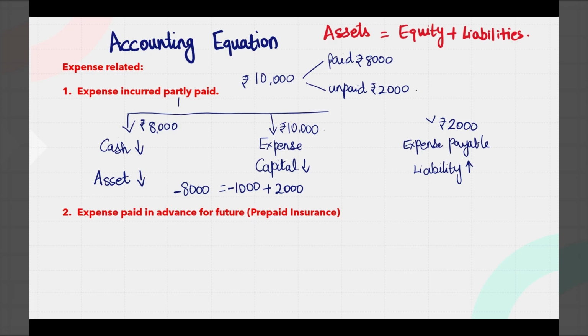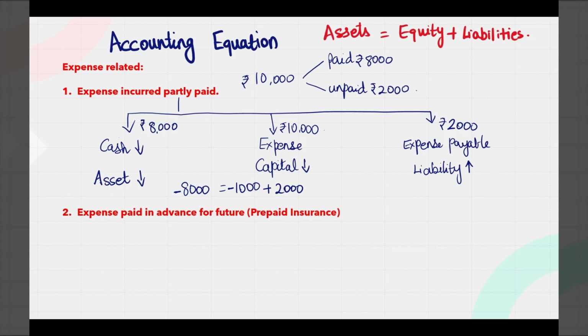So in this case, what happens? We have paid 8,000, right? So for that, we have paid by cash. So cash balance reduces to the extent of 8,000. So assets reduce. Expense, total expense is rupees 10,000, which we have debited in the profit and loss account. So total expense 10,000 means what? It is a reduction against the capital. So capital reduces by 10,000.